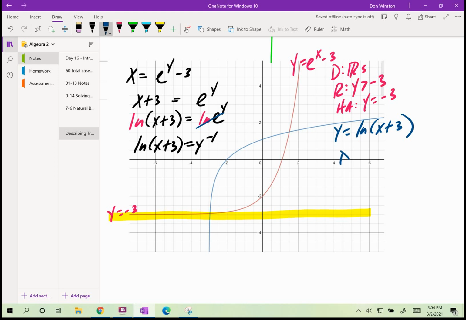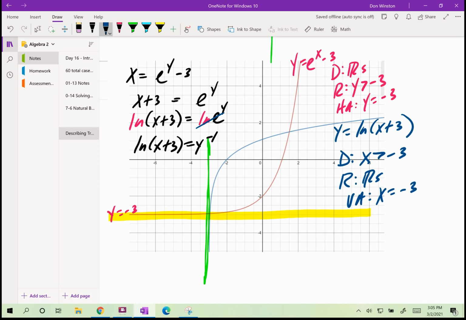The domain, okay, again, remember for y is equal to e raised to the x minus 3, the range was y is greater than negative 3. So now the domain will be x is greater than negative 3. I have a vertical asymptote, which you can see there, at x is equal to negative 3, so that's my domain. My range is just going to be all real numbers. I can use any x value. And then my vertical asymptote will be at x equals negative 3.